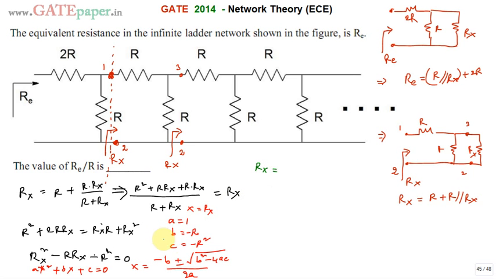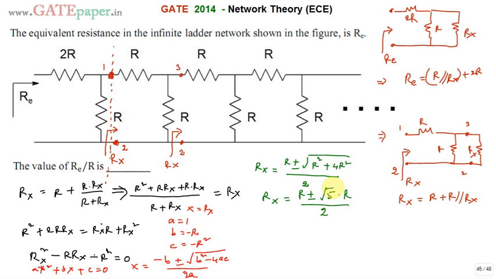Rx is equal to minus b, that is minus of minus R, which is plus R, plus or minus square root of b square, that is minus R whole square, R square, plus 4 times a, which is 1, times c, which is minus R square. Minus into minus makes plus 4R square. So R plus or minus the square root of R square plus 4R square, which is 5R square, divided by 2a, that is 2. So you can write that as root 5 into R divided by 2.